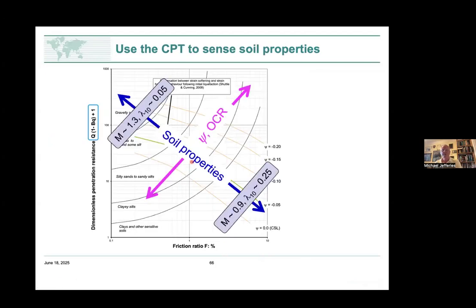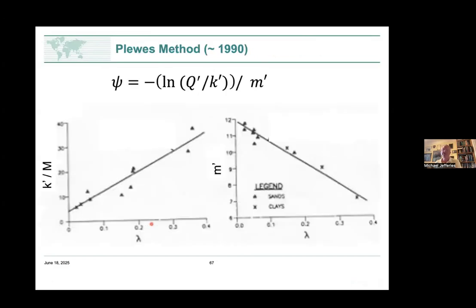And the idea is right here. Over here, we find M's commonly about 1.3 and lambda's about 0.05. Down here, M is 0.9, lambda 10 commonly around 0.25. So we can say soil properties vary here. We were previously talking about soil type; we now put a map of soil properties. And that then gives us the Km, and our state parameter goes perpendicular to that. So we now have a universal method. We can use the data from the CPT itself to compute its coefficients.